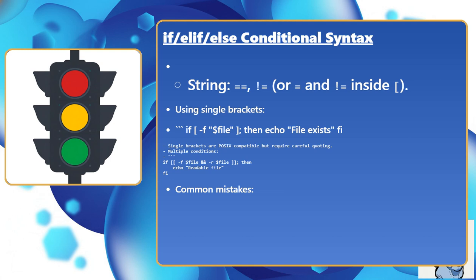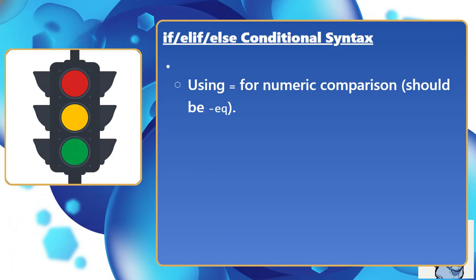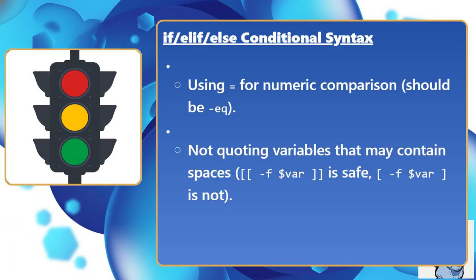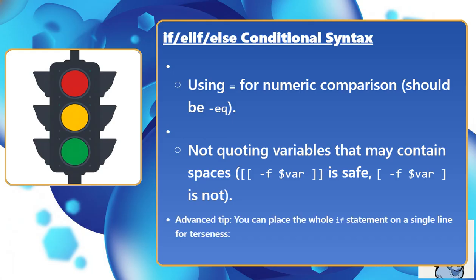Common mistakes: forgetting fi leads to a syntax error. Using equals for numeric comparison; it should be -eq. Not quoting variables that may contain spaces. Double bracket -f $var is safe, single bracket -f $var is not. Advanced tip: you can place the whole if statement on a single line for terseness. [[ $a > $b ]] && echo "a greater than b" || echo "a less than or equal to b".